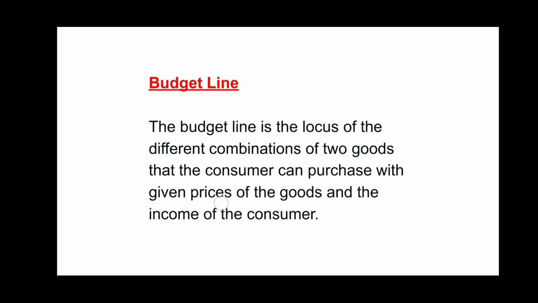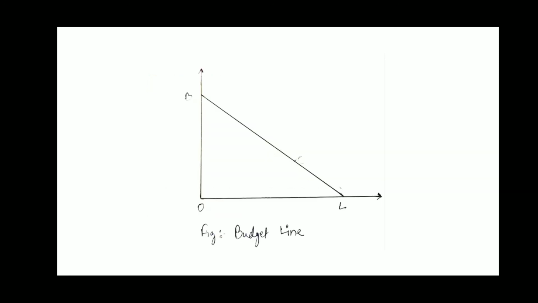The last topic will be budget line. The budget line is the locus of the different combinations of two goods that the consumer can purchase with given prices of the goods and the income of the consumer. And budget line is also called price line. Now in a simple sentence, if I say, budget line represents all combinations of goods and services which a consumer can purchase with his given money income. So this is the diagrammatic representation of budget line, where BL represents budget line.